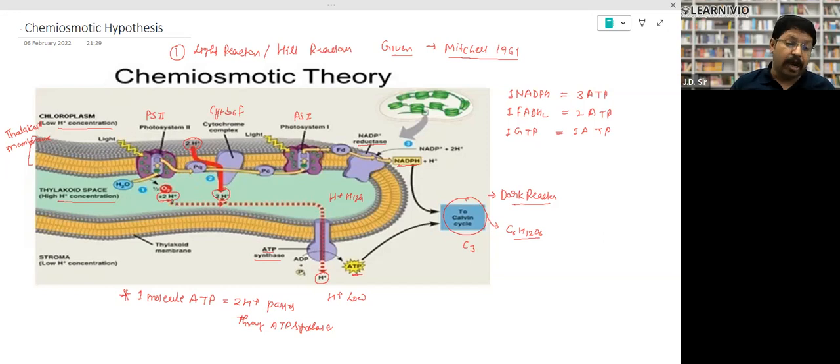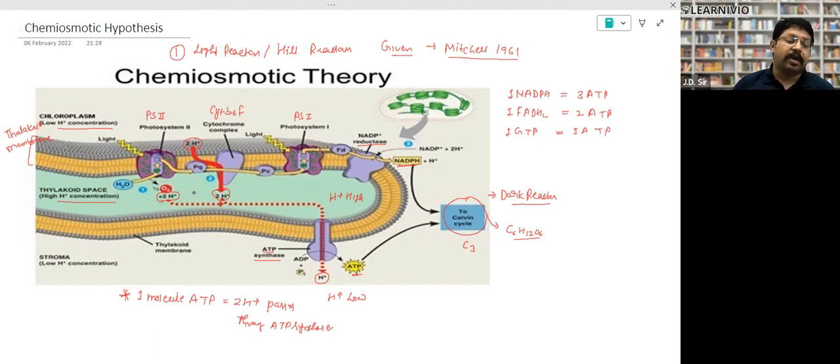Already there are more hydrogen ions. Again, the hydrogen ions are pumped in. Now the electron will reach the plastocyanin. From plastocyanin, this electron will reach photosystem I, then ferredoxin, then NADP, which finally takes the electron. Due to this process, every time electrons are transferred, hydrogen ions are pumped in.